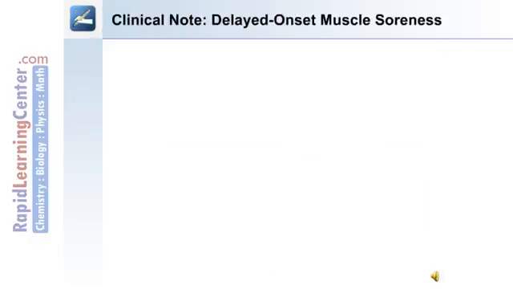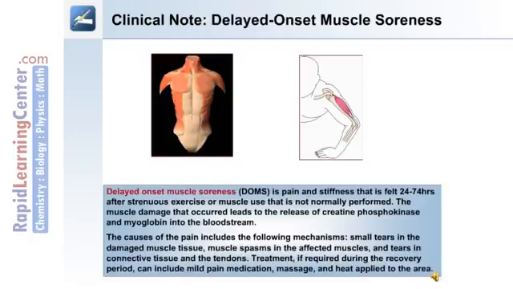The following is a clinical note on the consequences of extreme exercise: delayed onset muscle soreness. Delayed onset muscle soreness, or DOMS, is a pain and stiffness that's felt between 24 and 74 hours after strenuous exercise or muscle use that's not normally performed. The muscle damage that occurred leads to the release of creatine phosphokinase and myoglobin into the bloodstream.